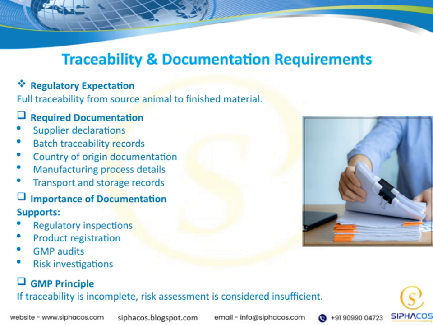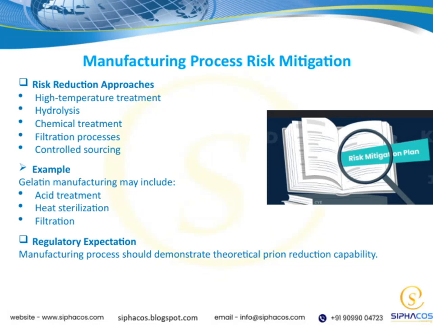It's that simple. When it comes to managing risks in manufacturing, especially with sensitive materials, there are several key approaches we rely on. These include high-temperature treatment, hydrolysis, chemical treatments, filtration, and controlled sourcing. Take gelatin production, for example. It often involves acid treatment, heat sterilization, and filtration to ensure safety. Regulators expect us to show that our processes can theoretically reduce prion risks, which is crucial for maintaining trust and compliance throughout the supply chain.